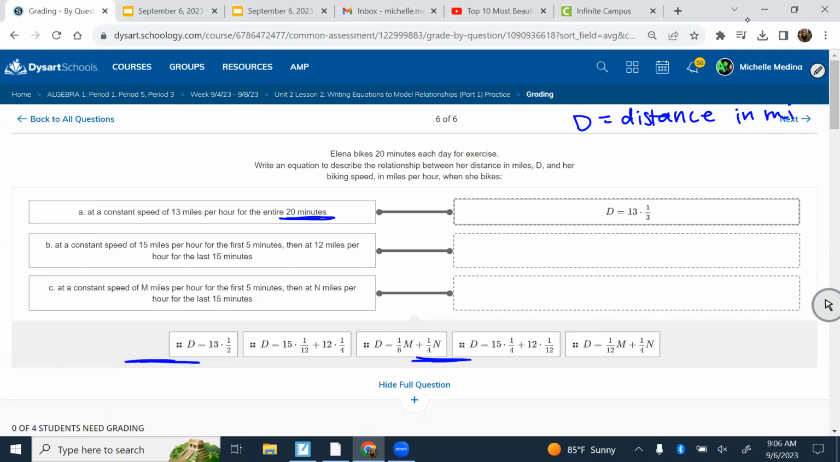For B, we have a constant speed of 15 miles per hour for the first 5 minutes. So for the first 5 minutes, since they're giving it to us in miles per hour, how much of an hour is 5 minutes? 1/12, right? Because 5 out of 60, simplify that, it is 1/12. And to get the distance in miles, what would you multiply the 1/12 by?